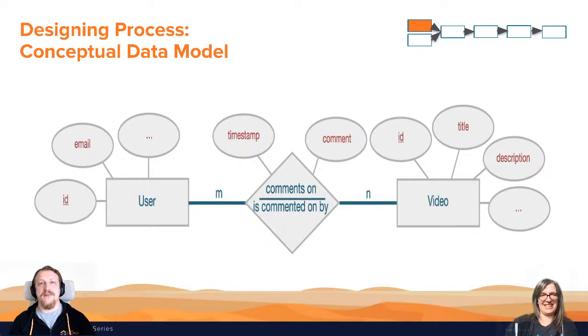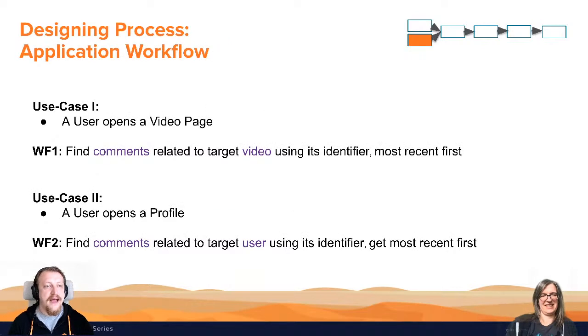So people may comment on a video, as some of you may be doing right now, I believe. And a user has ID, email, and some other properties. And a video has ID, title, description, and other properties. And a comment has a timestamp and the comment text by itself. And one user may make many comments for videos, but one comment relates to one and only one video, of course. So that's the conceptual data model: entities, properties, relations.